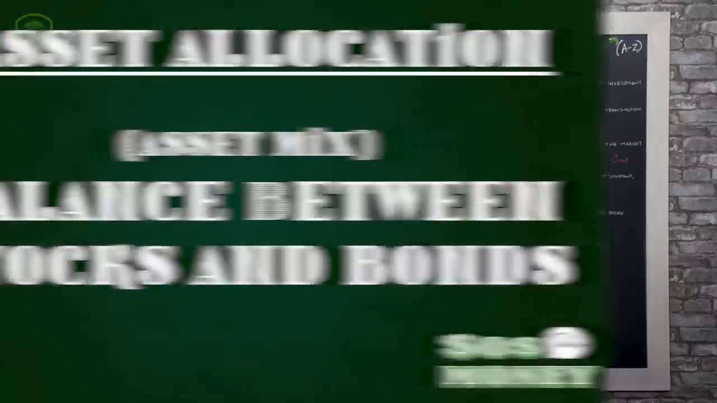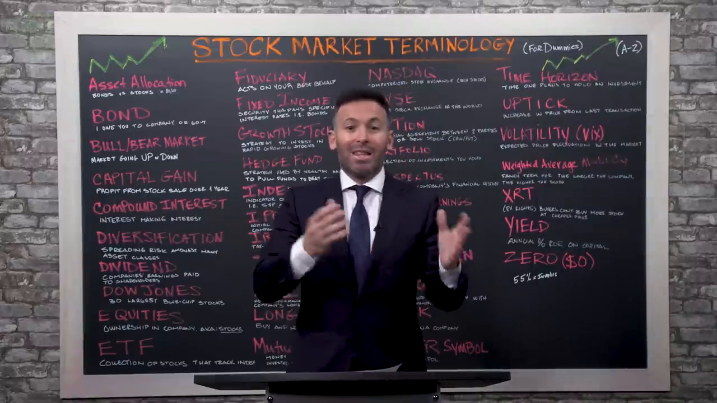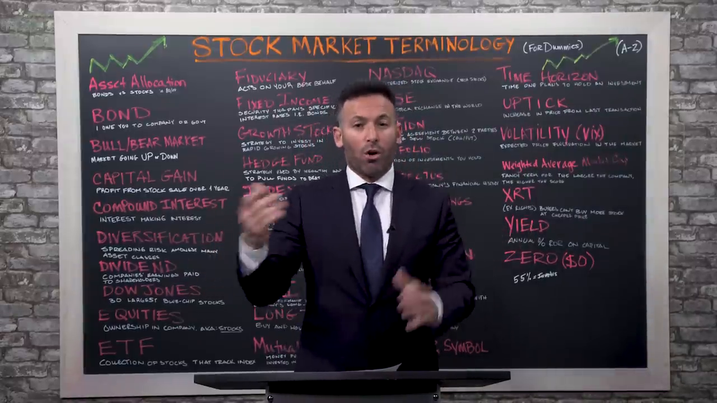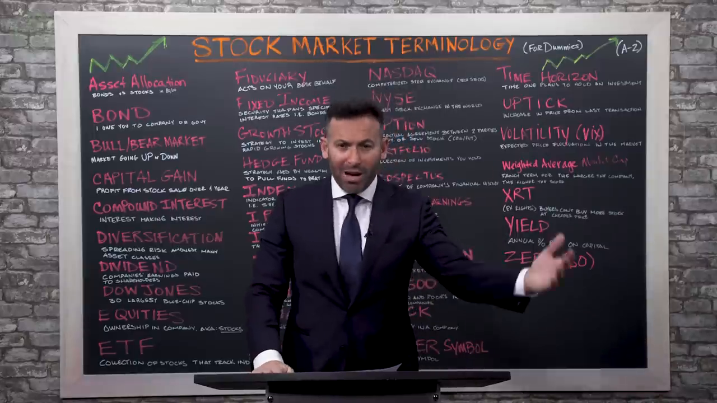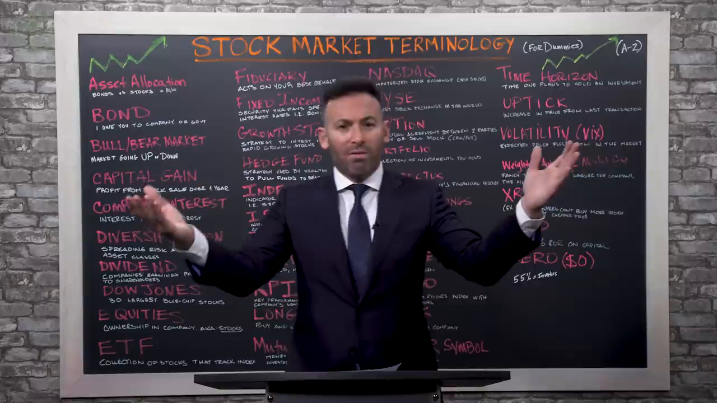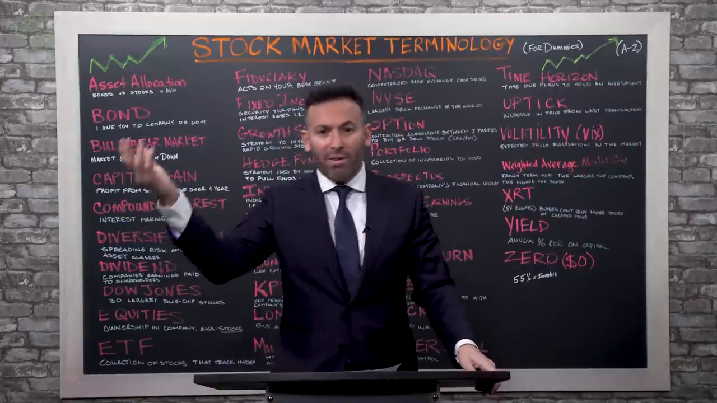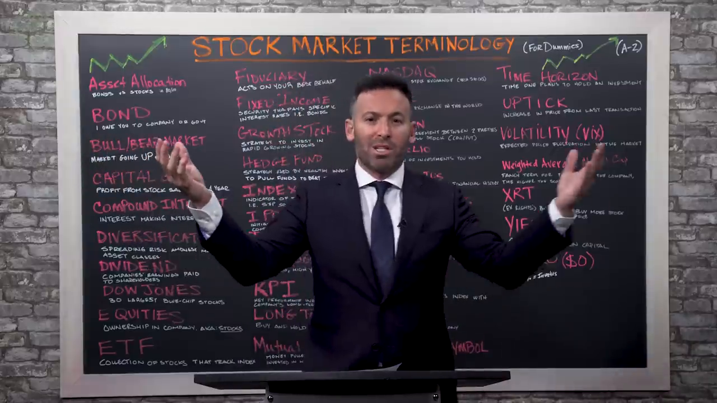So A, asset allocation. This might be the most important terminology for you to know. Asset allocation, aka your asset mix. This is basically the balance between your stocks and bonds. They say, depending on your age, that's how much you should have in stocks or bonds. So as an example, if you're 25 years old, you should maybe have 75% in stocks, 25% bonds. If you're 75 years old, you should have maybe 75% in bonds and 25% in stocks.